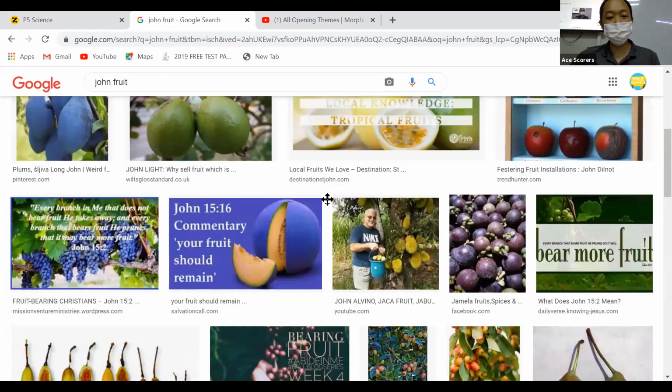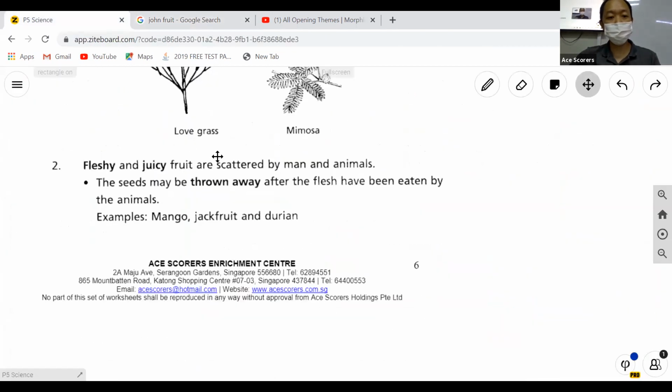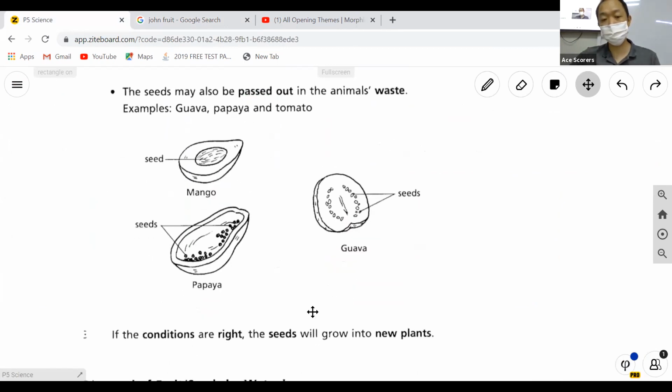Okay, so anyway, next one. Right, so mango, papaya, guava, right? So they get thrown away.